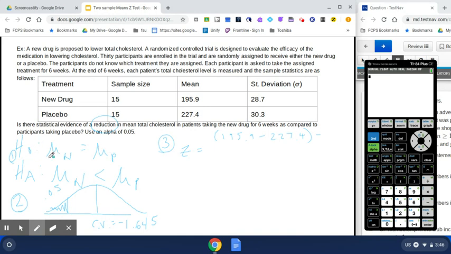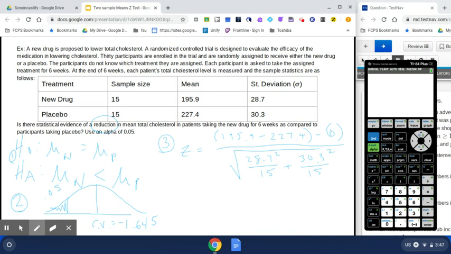So when I subtract them, it doesn't really matter what their value is. This mean minus this mean, if they're equal, is always going to be 0. So the two mu differences would be 0. Divided by the square root of the first standard deviation, 28.7 squared over n1, which was 15, plus the second standard deviation squared over n2.